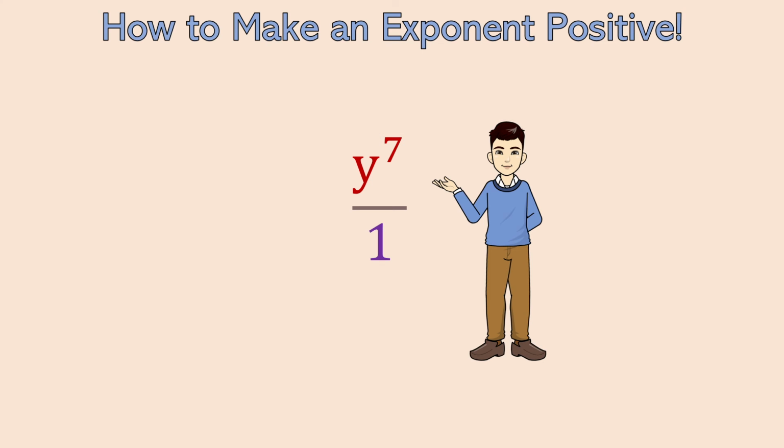Now, whenever the bottom of the fraction is the number 1, we really don't need to write it. So we can simplify our fraction so a simple base with an exponent is our only answer. Voila! That's how easy it is.